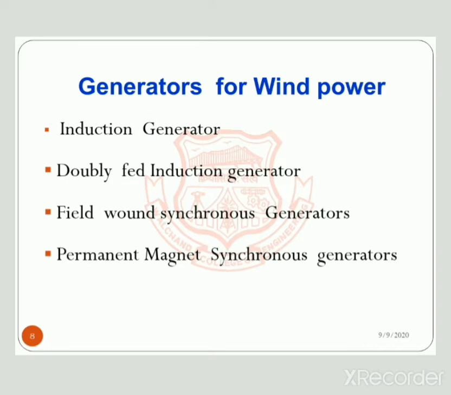In wind turbines, different types of generators are used according to wind pressure. The first is the IG, called the induction generator. The next is the doubly fed induction generator. The third is the field wound synchronous generator. And the last is the permanent magnet synchronous generator.